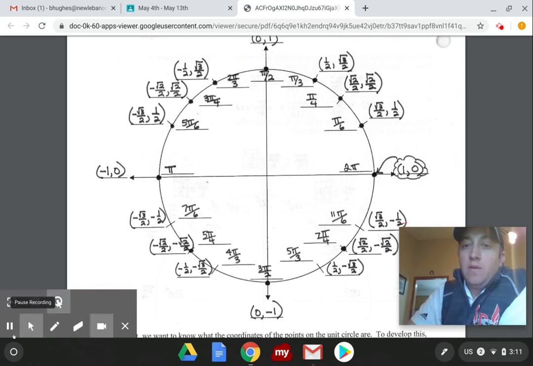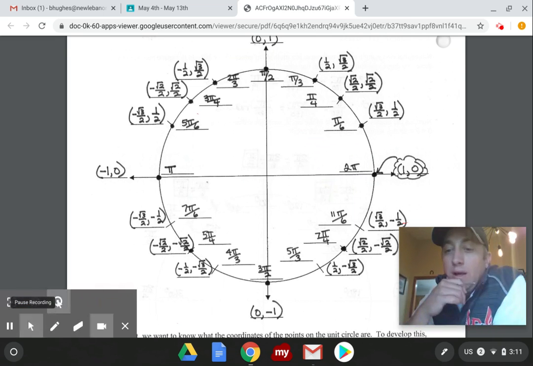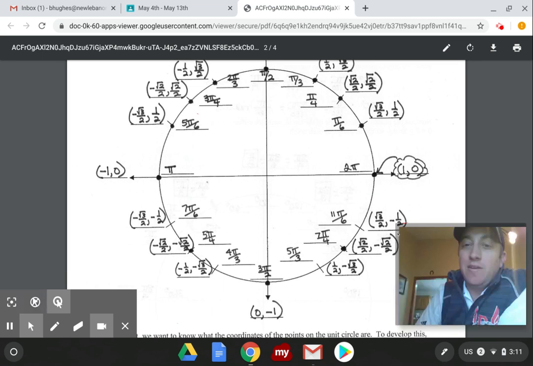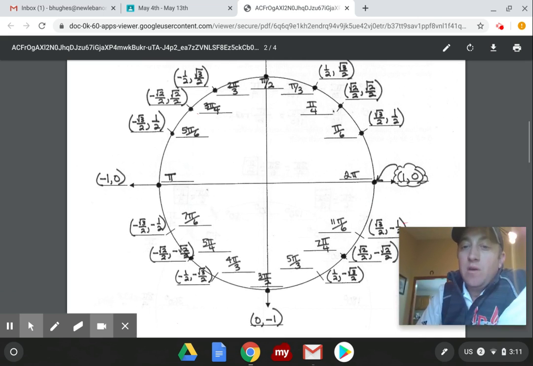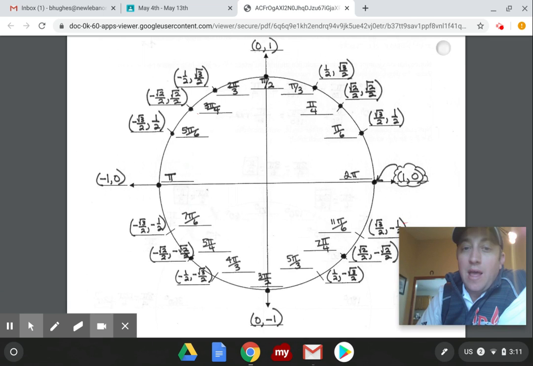So I know at pi over 4, that ordered pair is square root of 2 over 2 and square root of 2 over 2. At pi over 3, it's 1/2 and square root of 3 over 2. And then pi over 2 is just 0 and 1. So I can see these ordered pairs could just be reflected. Pi over 3 to 2 pi over 3. The x value just became negative, and I still have exactly the same y value.